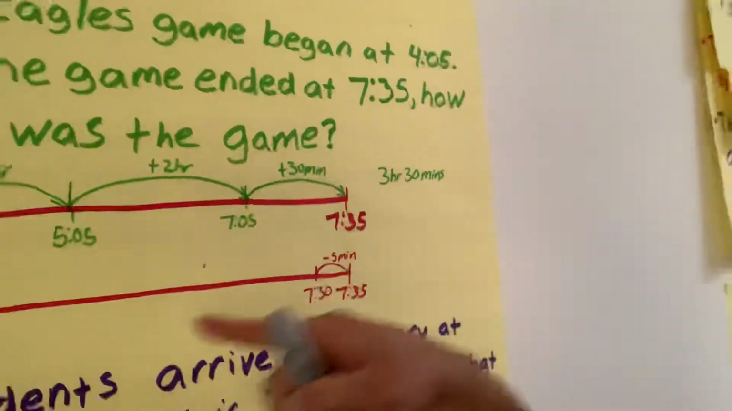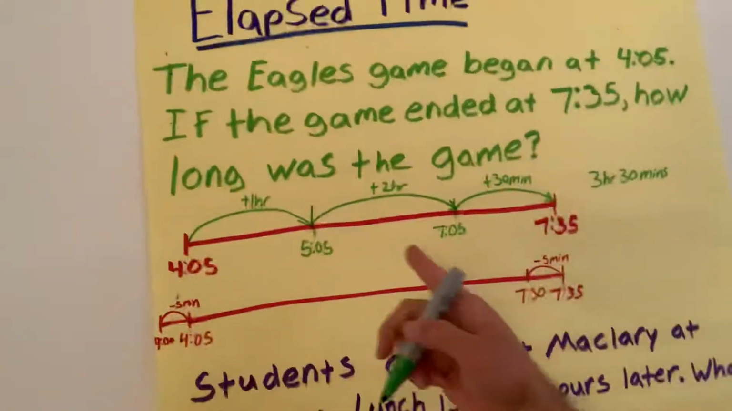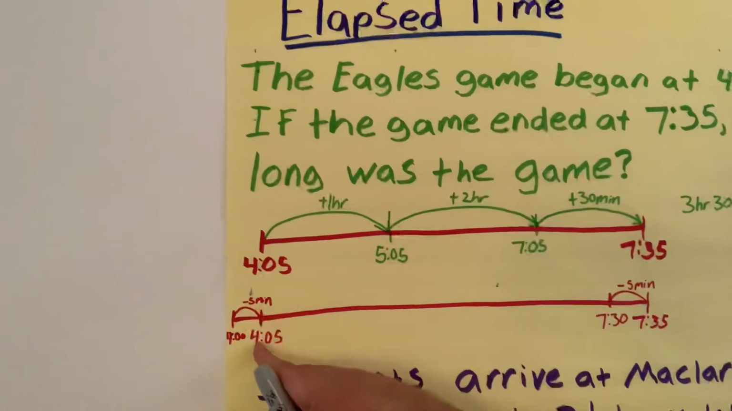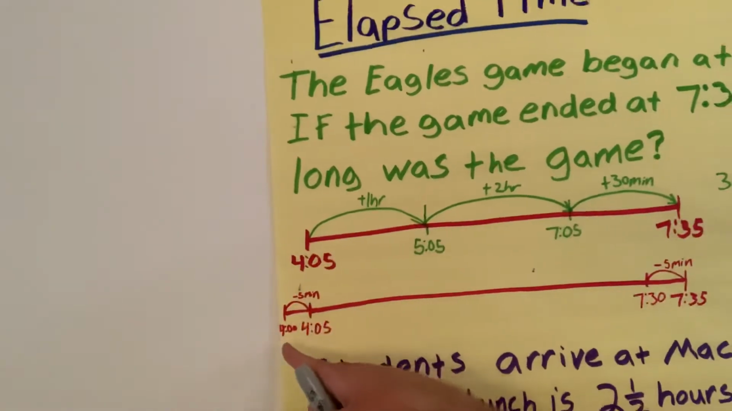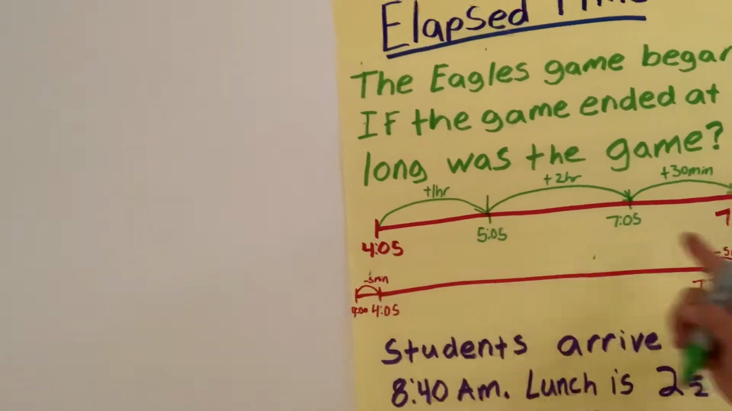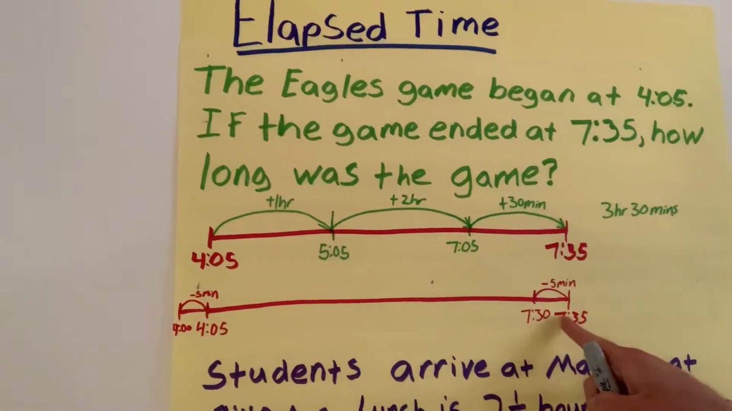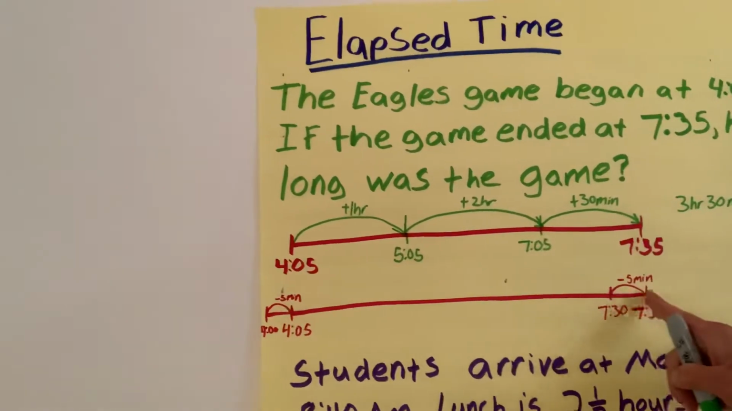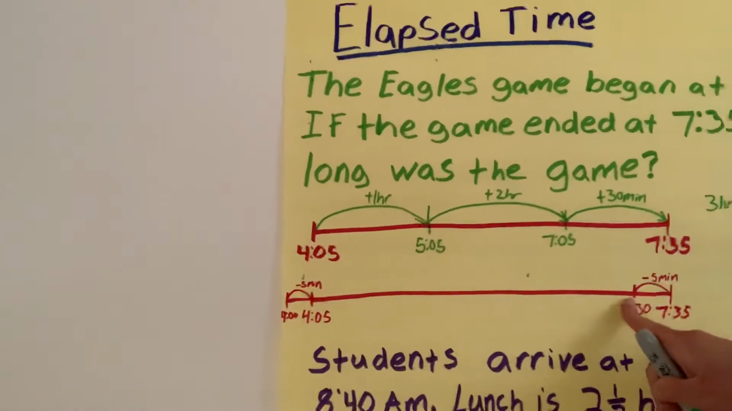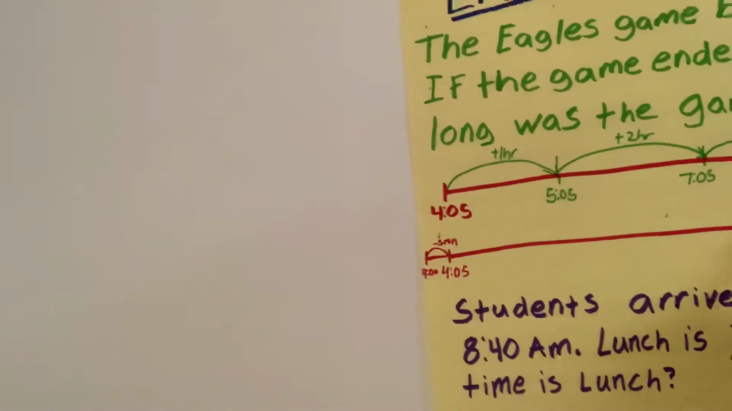Got it, nailed it. Something kind of neat with elapsed time is that you can actually alter your timeline too. Since I started at 4:05, if I take 5 minutes away, that puts me back at 4 o'clock. So all I need to do is adjust on the other end. If it ended at 7:35, I need to do the same thing and take away another 5 minutes, so I go back to 7:30. Now I can work with this in a much simpler manner, from 4 o'clock to 7:30.